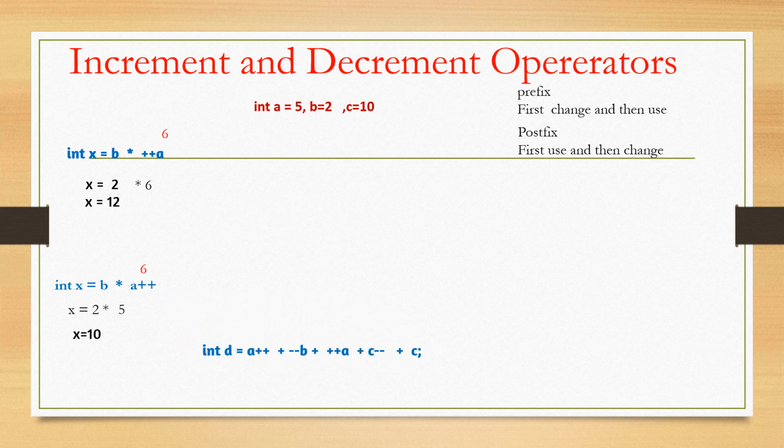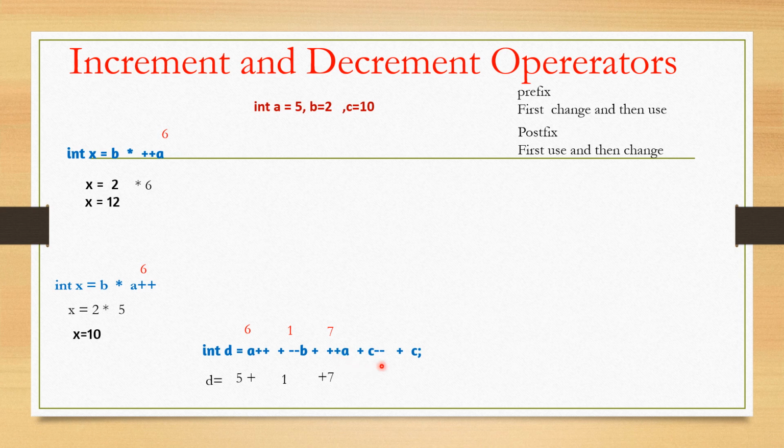And now here a++ + --b + ++a + c-- + c. So here a++ means postfix. First use the value and then change it. A will become 6. --b, prefix. First change it: b was 2, 2 minus 1, 1, and then use in the expression. Again ++a. Here a is already used, and a has become 6. So ++a means this 6 value will be taken, not the original one. Now 6 plus 1, 7, and then change it and then use it.